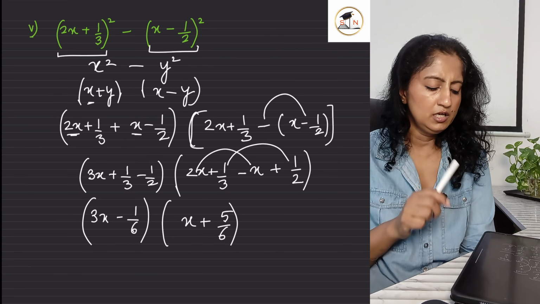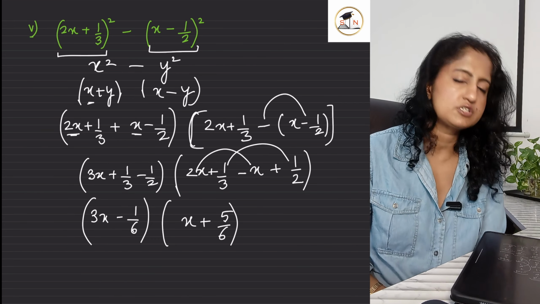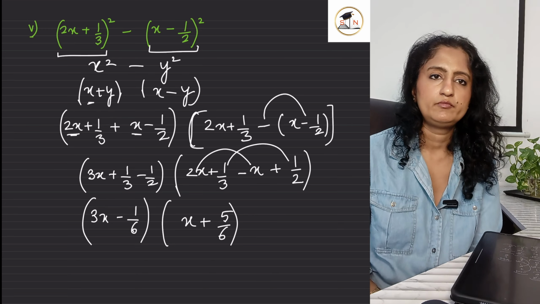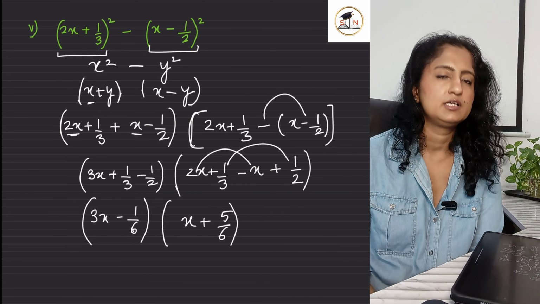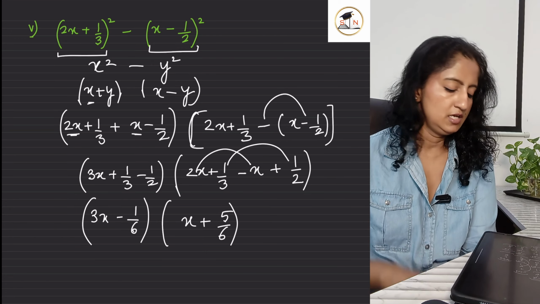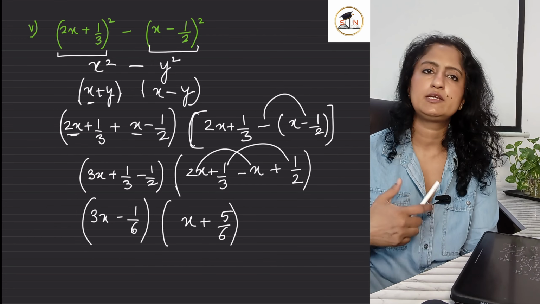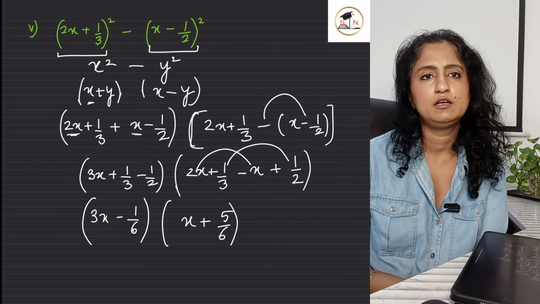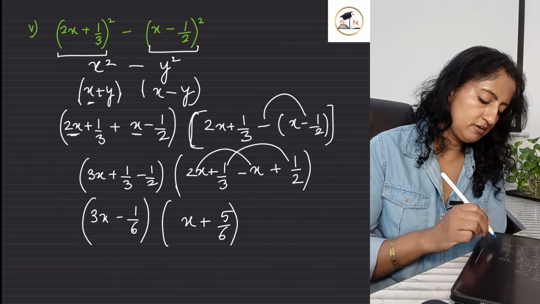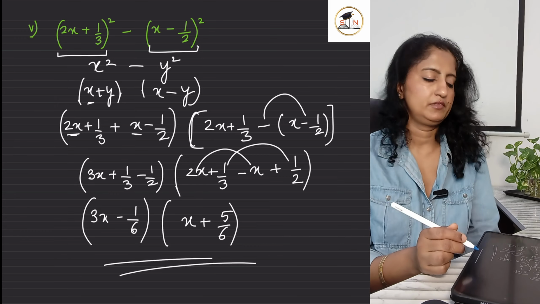Now, what do you think? Are we supposed to simplify anything further? Or is it the final answer? Have we got our factors? Yes, we are done with it. Because 3x − 1/6 we cannot simplify, and x + 5/6 we cannot simplify anything further. So these are our final factors.